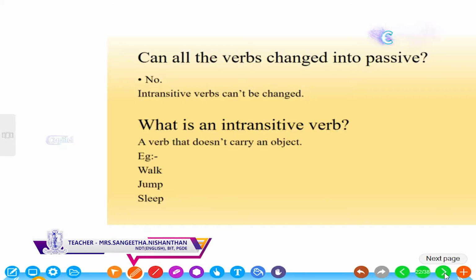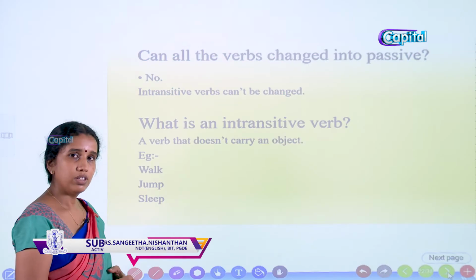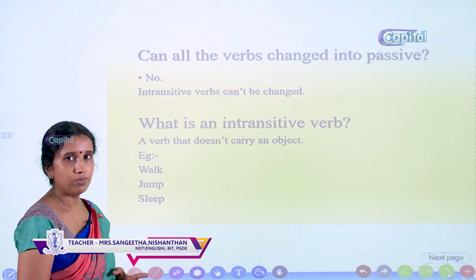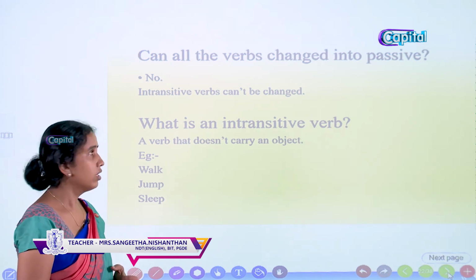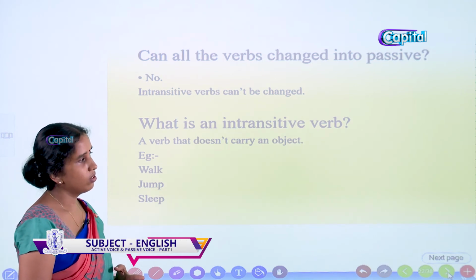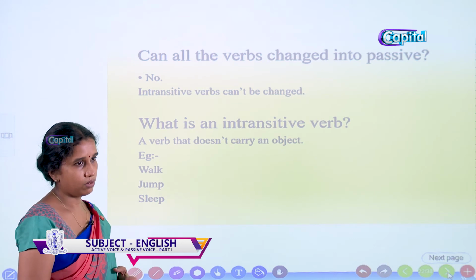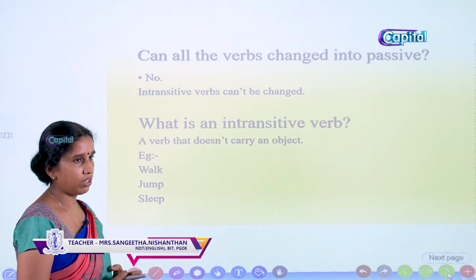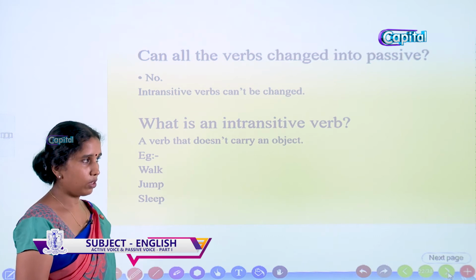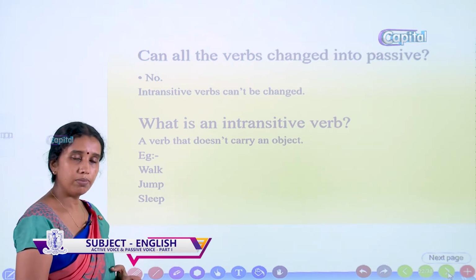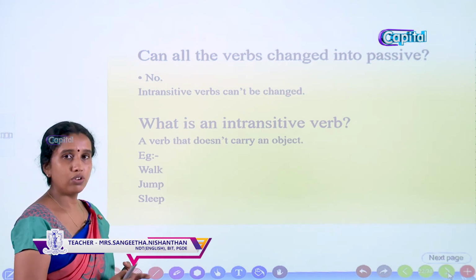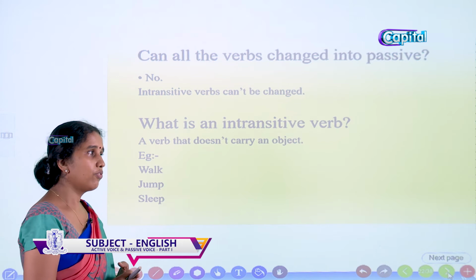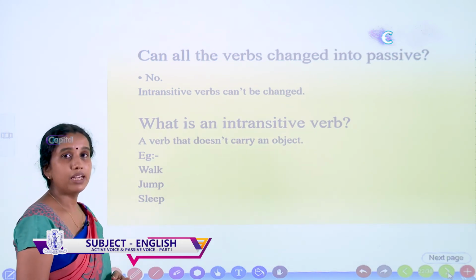Now let us look. Can all the verbs change into passive? Can all the sentences be changed into passive? No. What can't we change? The intransitive verbs. What is an intransitive verb? A verb carries an object. Mostly the verbs carry an object. They give an answer to the question words what or to whom with the verb. Sometimes they do not give an answer when we ask the question what or to whom with the verb. If they don't give that answer, we call them intransitive verbs.